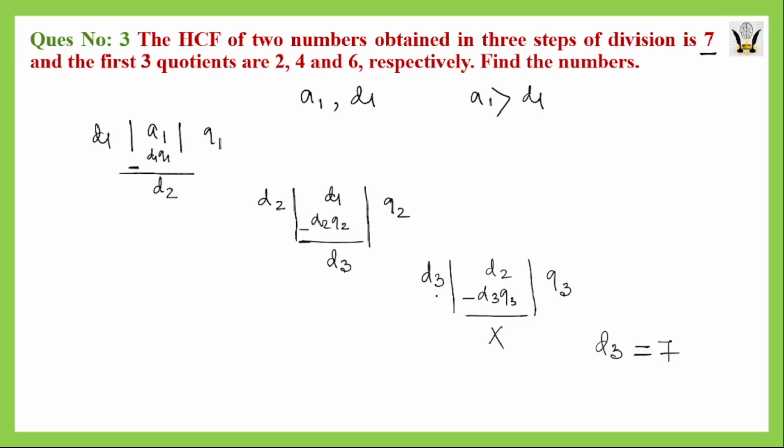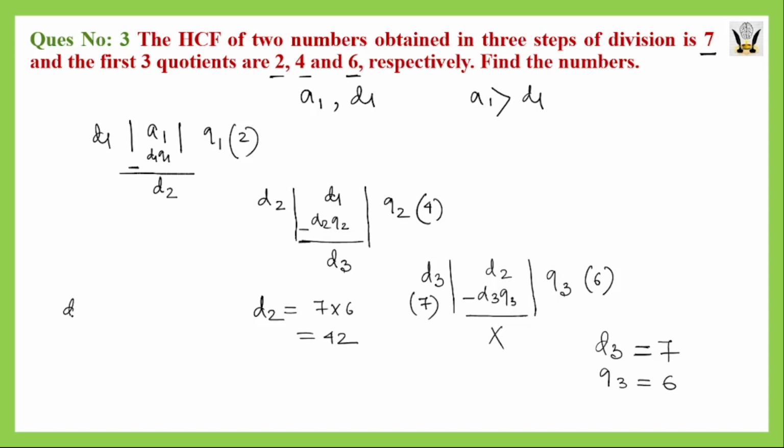Fine. If the value of D3 is 7 and also the quotient values are given in all three steps, 2, 4 and 6 respectively, so the value of Q3 will be 6, Q2 will be 4, and Q1 is 2. If D3 is 7 and Q3 is 6, then what will be D2? Since there is no remainder, D3 Q3 will be equal to D2. So D2 will be D3 Q3, that means 7 multiplied by 6, so it will be 42.